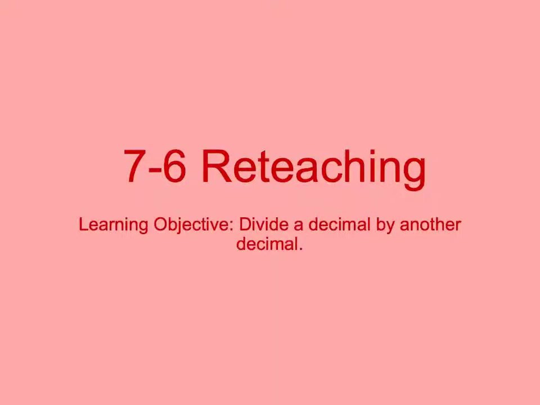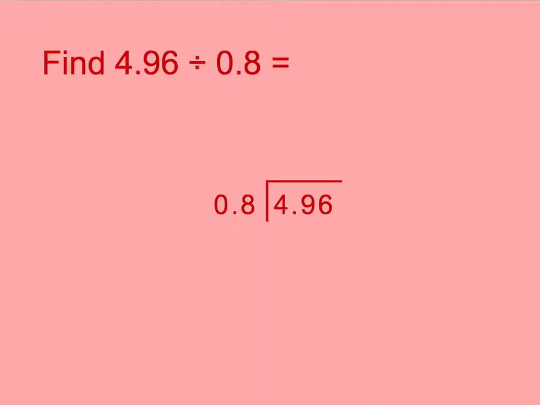Hey everyone, today we have topic 7-6 reteaching. The objective for this topic is to divide a decimal by another decimal. So this is just going to be a continuation of what we've been doing in the past two lessons. Our goal here is to find 4 and 96 hundredths, or 4.96, divided by 8 tenths, or 0.8.